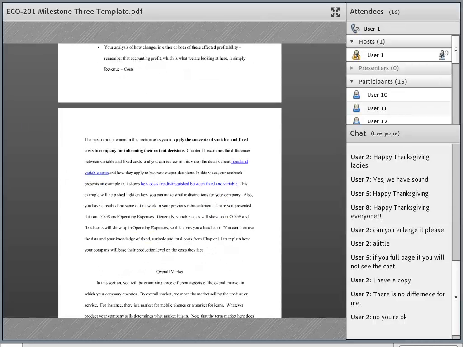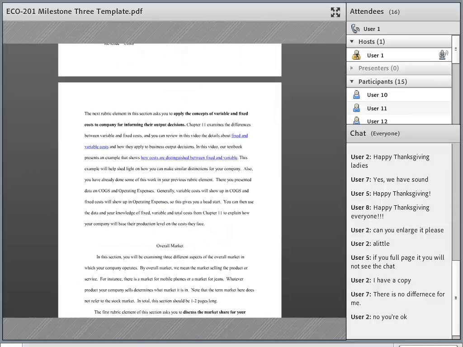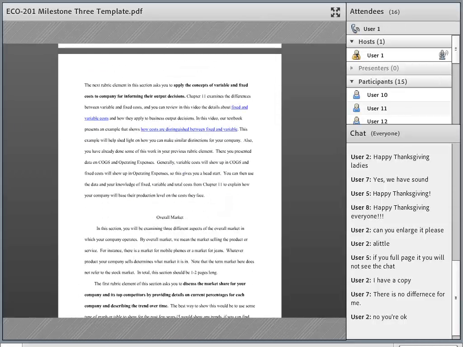So the next rubric element under the cost section is asking you to apply the concepts of variable and fixed costs to the company for informing their output decision. So again, like I mentioned, a company's going to have some mix of variable and fixed costs, and generally variable is going to be captured under COGS and fixed would be captured under operating expenses for the most part. And different companies have different breakdowns between variable and fixed costs.